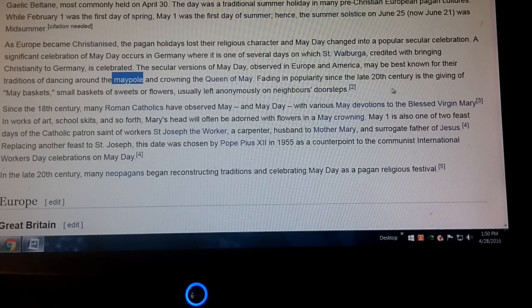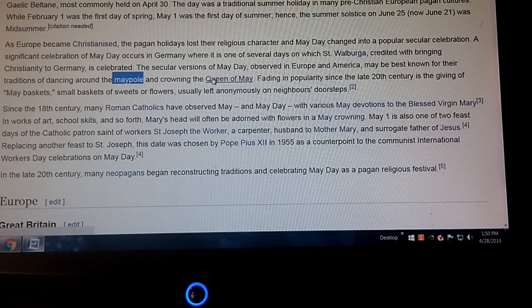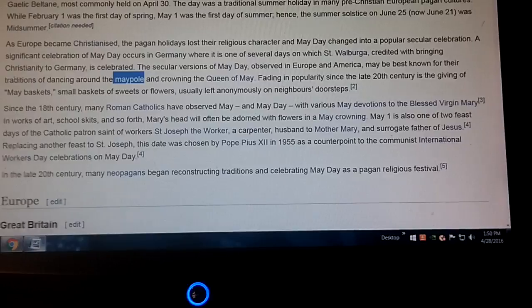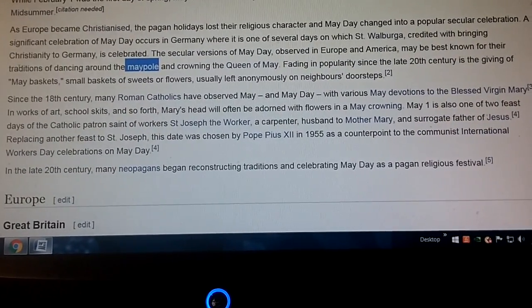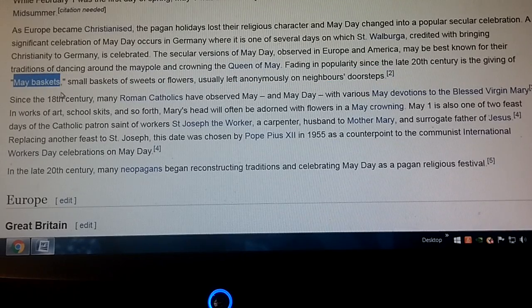The next thing I want to look at here, let me see. We talked about the Maypole. I'm not going to get into the Queen of May at the moment, but it says fading in popularity since late 20th century is the giving of, I want you to see this, May baskets. Okay, take that in the back of your mind as well. May baskets, summer, International Workers' Day, which is Labor Day. A lot of these things we're going to look at a little bit closer shortly.